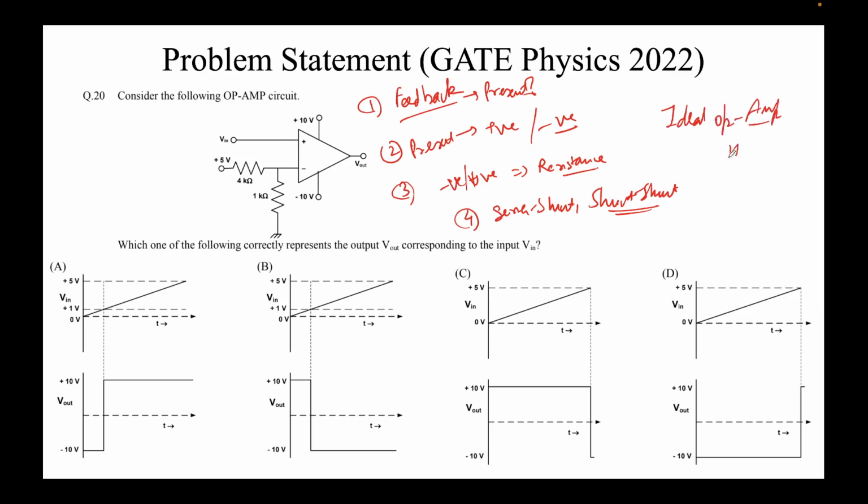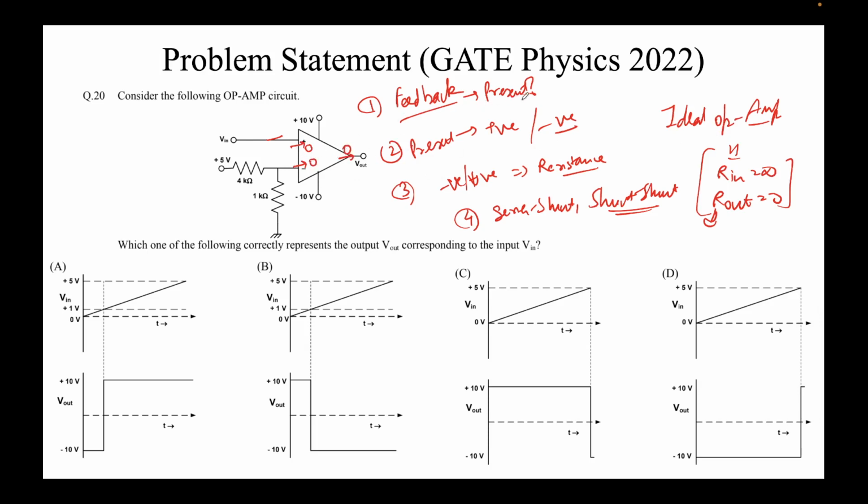What is an ideal op-amp? R in is infinity, R out is 0. Always assume that. This means there is no input current, so the current going into the op-amp is 0, and flowing out of it is 0. This will simplify your problems to a great extent. Always check whether the question says it's an ideal op-amp or not. Since nothing is said, we'll assume it's an ideal op-amp, so no current flows in or out of the op-amp.